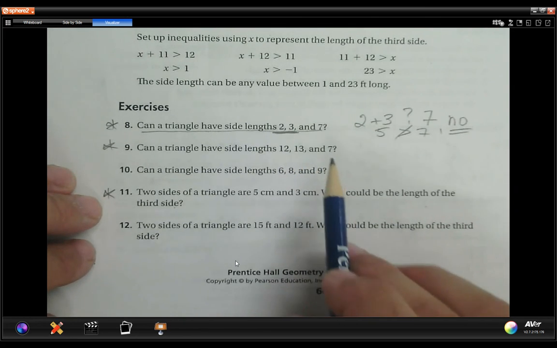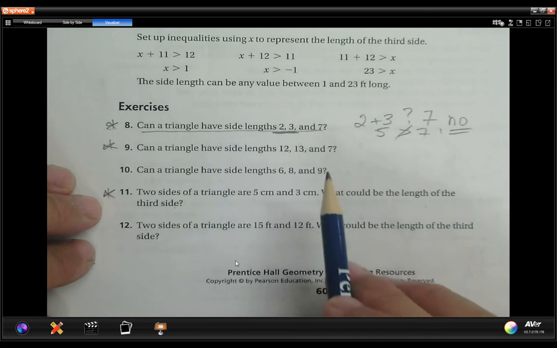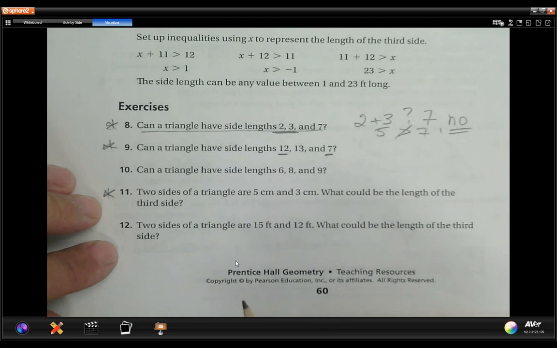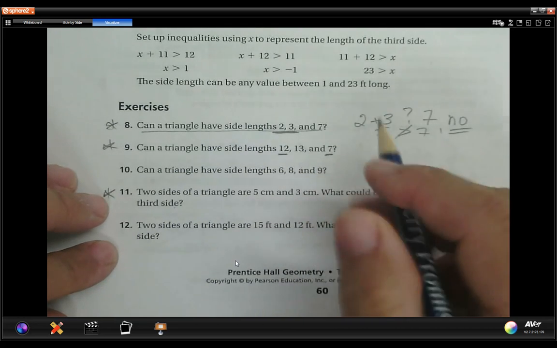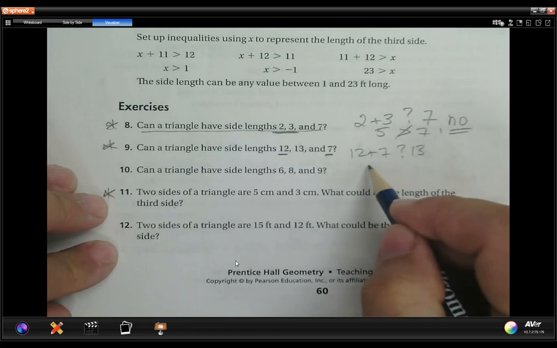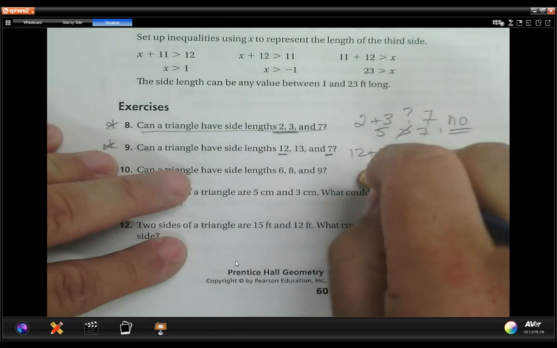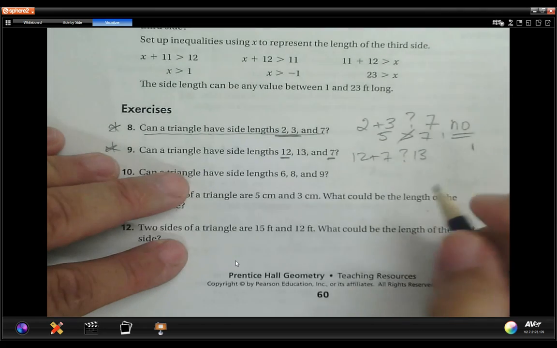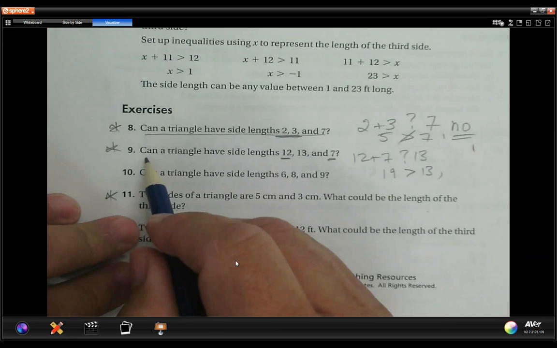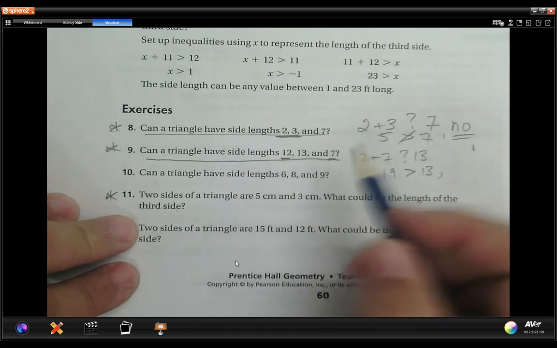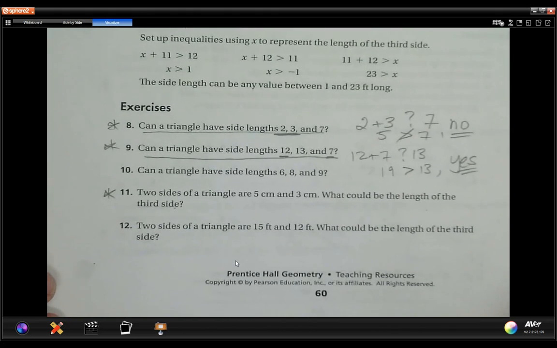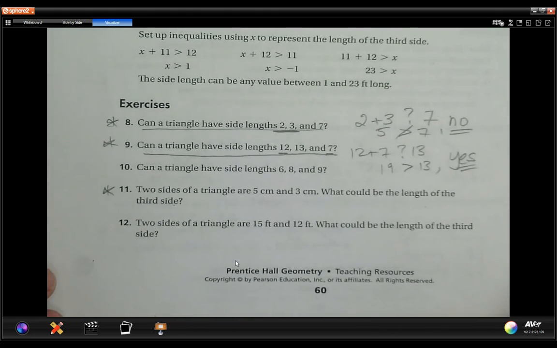But I want you to notice that you're always going to take the two smallest lengths. So the two smallest lengths are 12 and 7, okay? So if I take 12 plus 7, and I'm asking myself, is that greater than 13? I'm going to get 19, which is in fact greater than 13. So guess what? These three lengths right here, 12, 13, and 7, yes, they could make a triangle. So that's really all you have to do in this particular instance, okay?